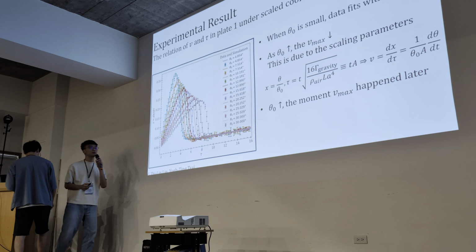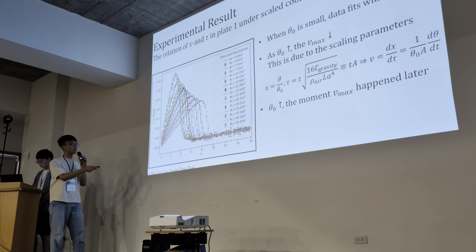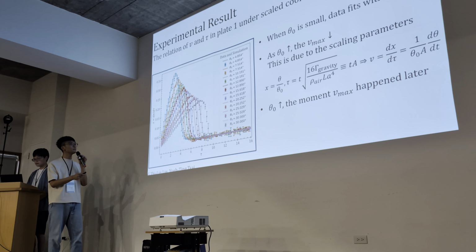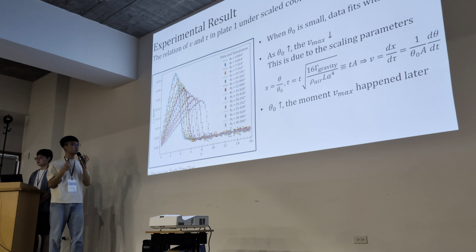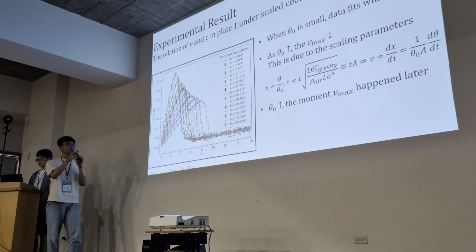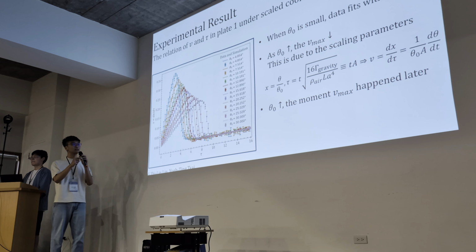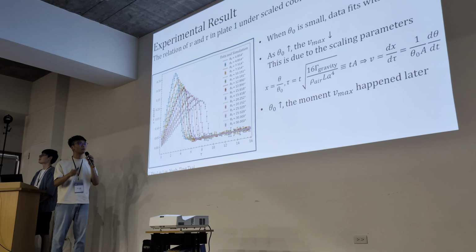And we transform the result we just have into the scaled coordinates. The horizontal axis is scaled time, tau, and the vertical axis is the scaled velocity, v. The feature of this result is similar to the last result. When the initial angle is small, the data can fit the simulation very well. And when the initial angle increases, the maximum speed will decay.